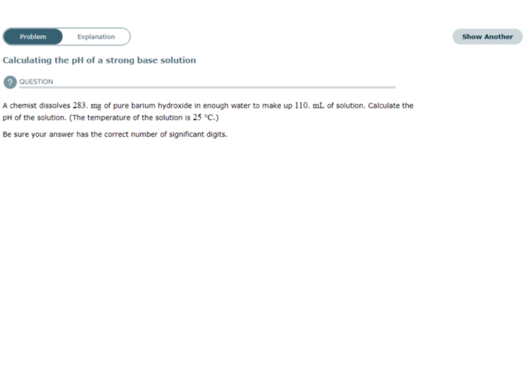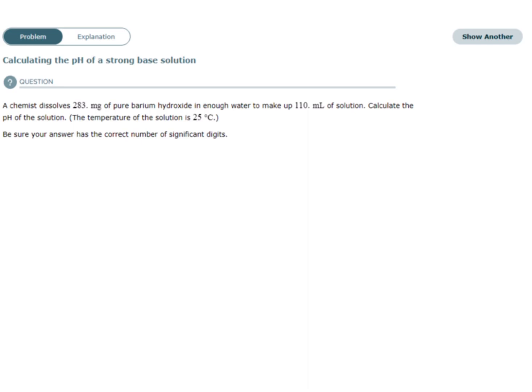In this example, a chemist dissolves 283 milligrams of pure barium hydroxide in enough water to make up 110 milliliters of solution. Calculate the pH of the solution when the temperature of the solution is 25 degrees Celsius, and be sure that our final answer has the correct number of significant figures.